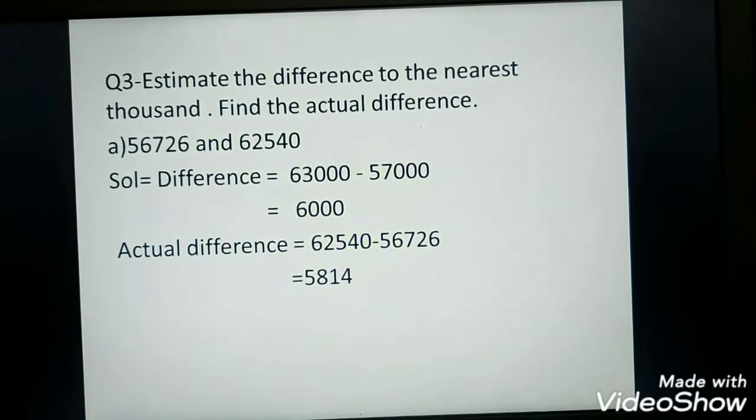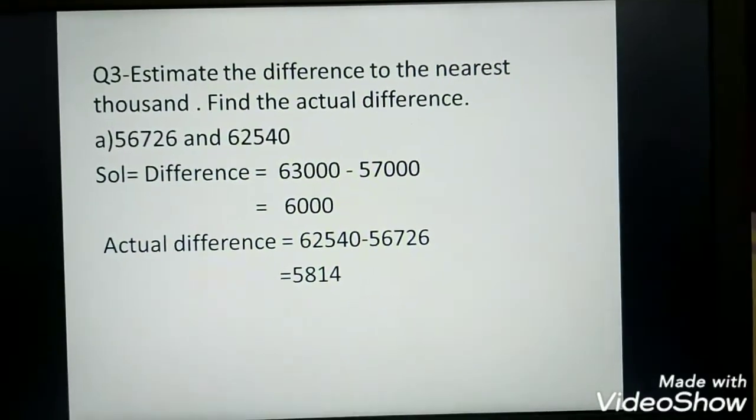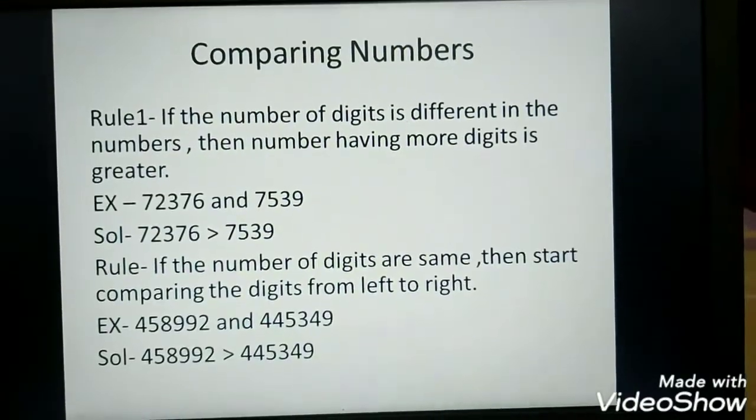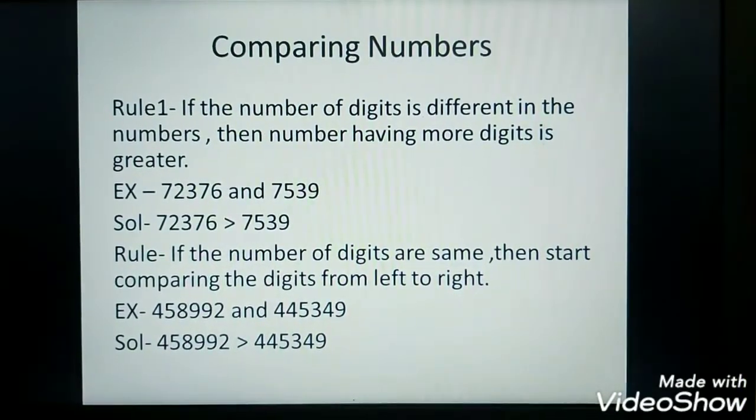62,540 minus 56,726. What will you get? 5,814. Now comparing numbers. There are two rules for comparing numbers.